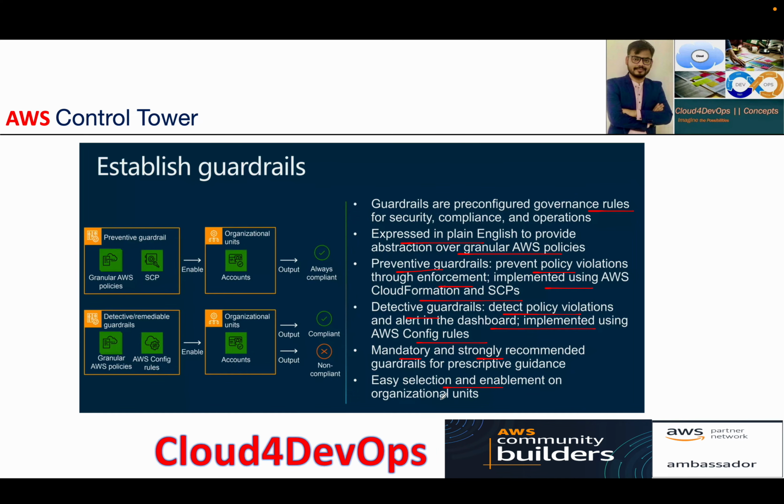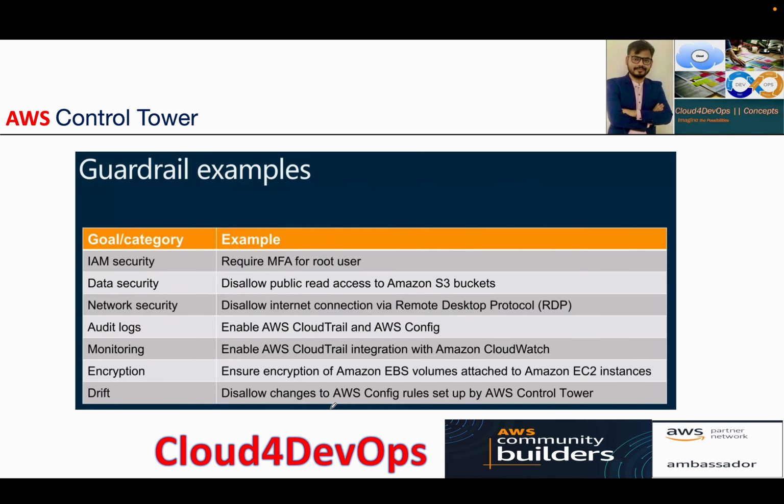Easy selection and enablement on OUs, right? So again, the important factor is it's securing your account, making it more compliant, and getting you granular access policies on your accounts. Fine. A few examples of guardrails are that you're required to have MFA on your root user. In terms of data security, disallow public read access to your S3 bucket.